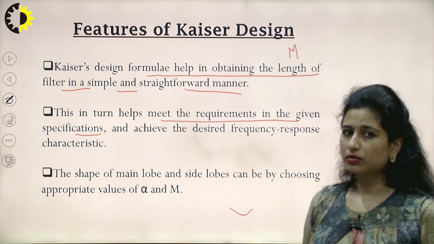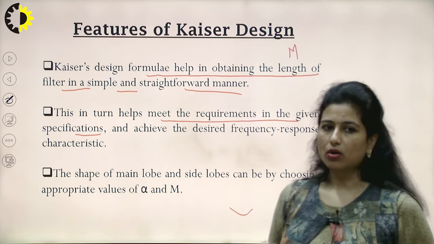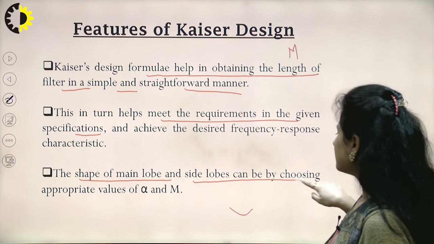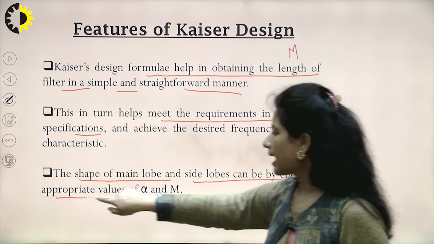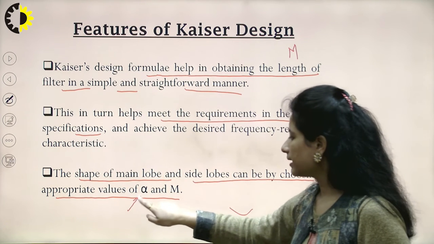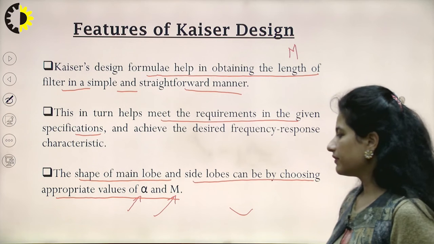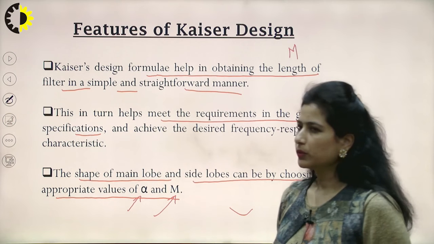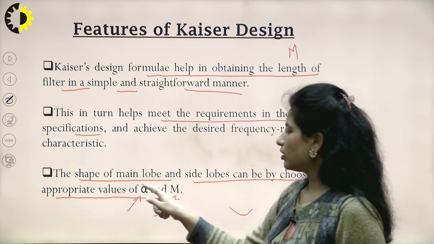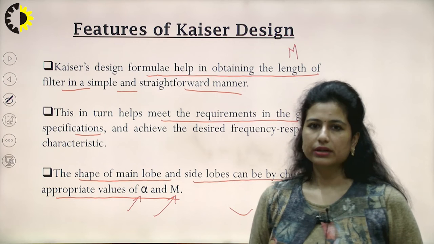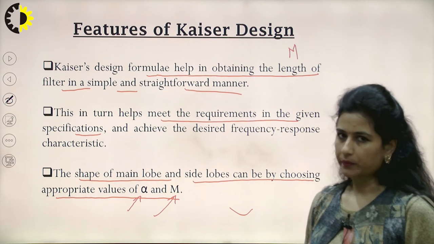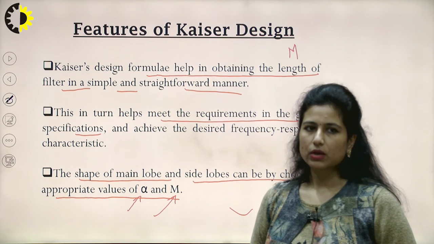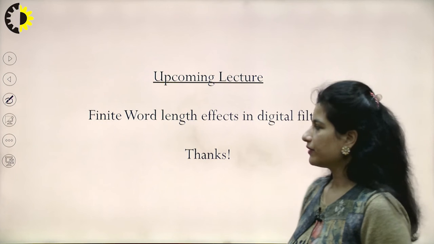Unlike any other window, frequency response characteristics are not fixed. Now here the shape of the main lobe and the side lobe can be chosen by choosing appropriate values of alpha and m. This power was not available to me with the other windows. This flexibility is only possible with the Kaiser window, that I can change the value of alpha and m and I can change the response of the window. So this is a window which is giving me a more practical and excellent result. With this we end up designing of the FIR filters.